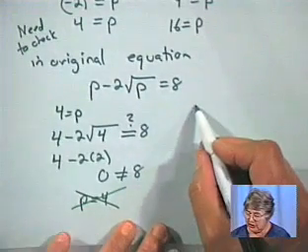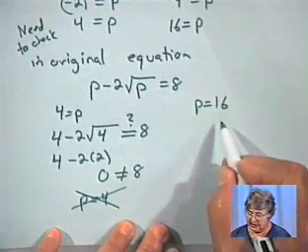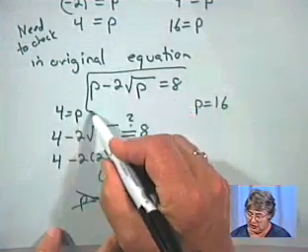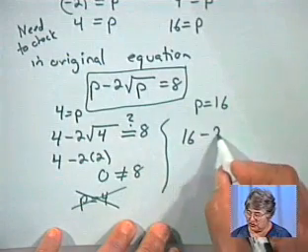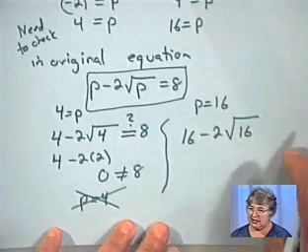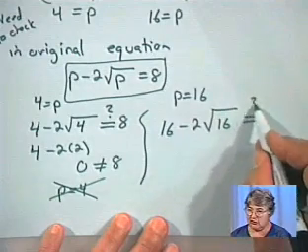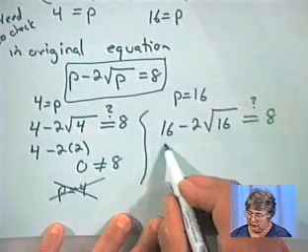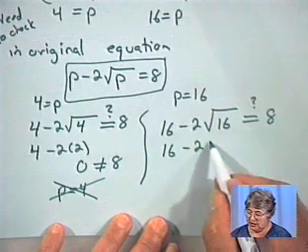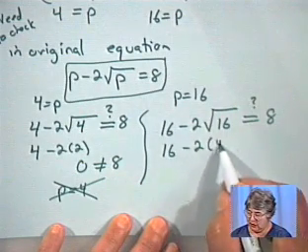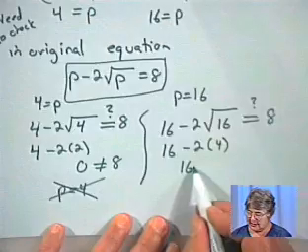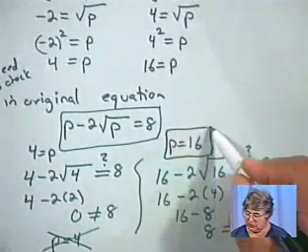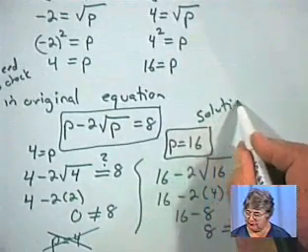Let's check the other one. What about if p equals 16? Well, we'll substitute it into this equation here, which is the original. So we'll have 16 minus 2 times the square root of 16. And we have 16 minus 2 times, the square root of 16 is 4. And so on the left-hand side, we have 16 minus 8. And that's certainly 8, which is a solution to this particular equation.